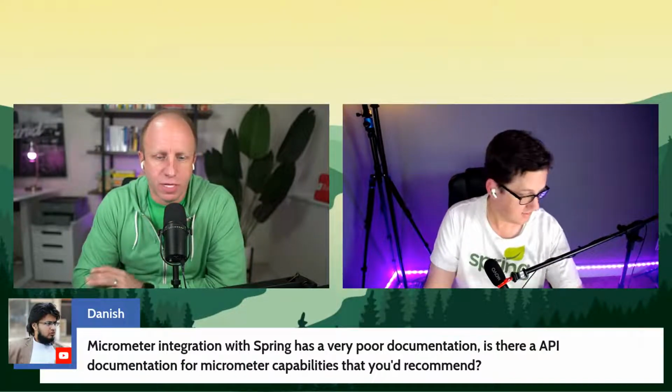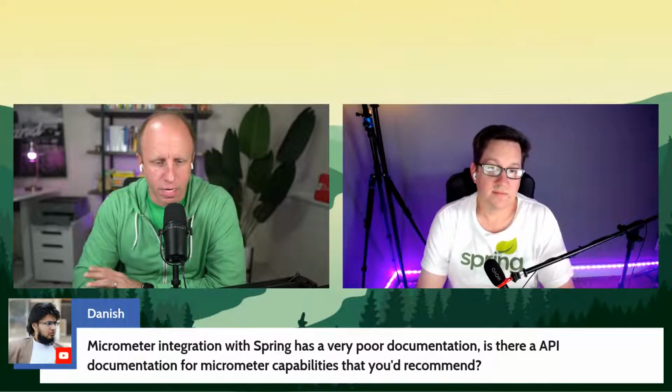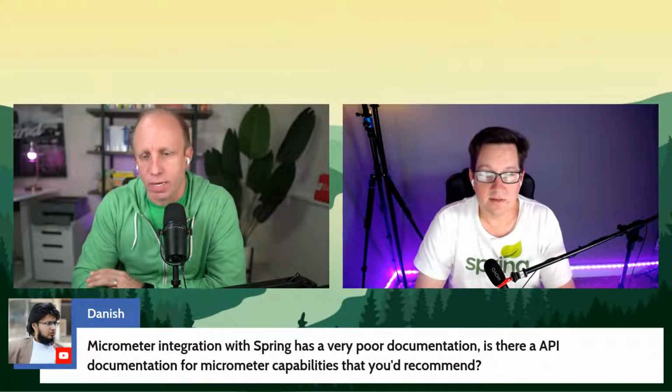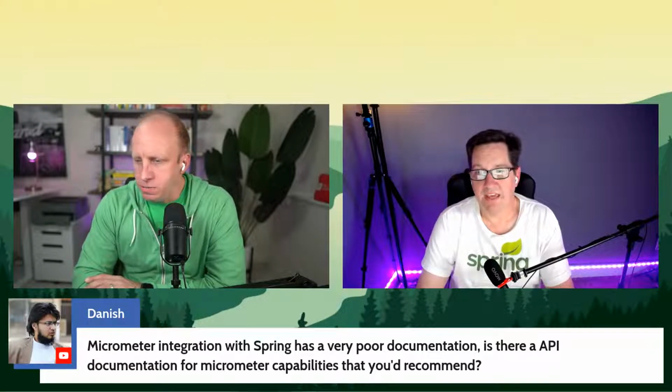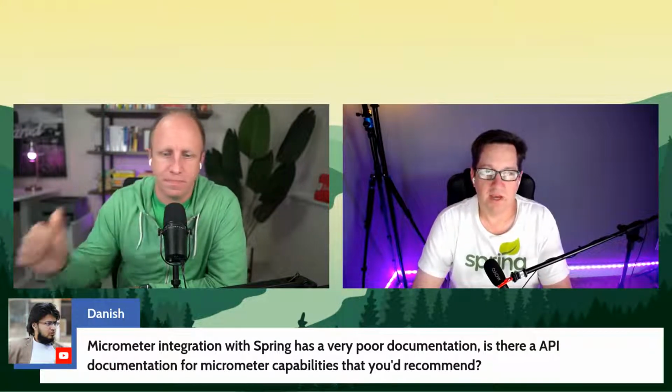Micrometer integration with Spring has very poor documentation. Is there an API documentation for Micrometer capabilities that you'd recommend? I can throw a comment onto that if you want me to.